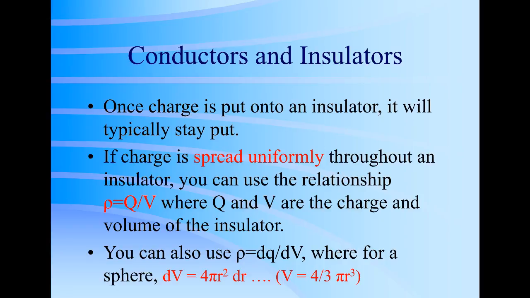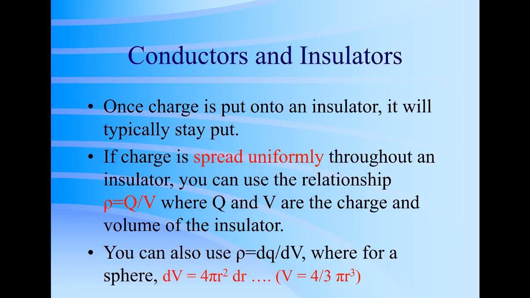The first thing is that if you have an insulator, once you distribute charge on it, it's typically going to stay put. That's because there's really no inclination for the charge to move. That only happens on a conductor, where you have a material like a metal that might allow electrons to move around.